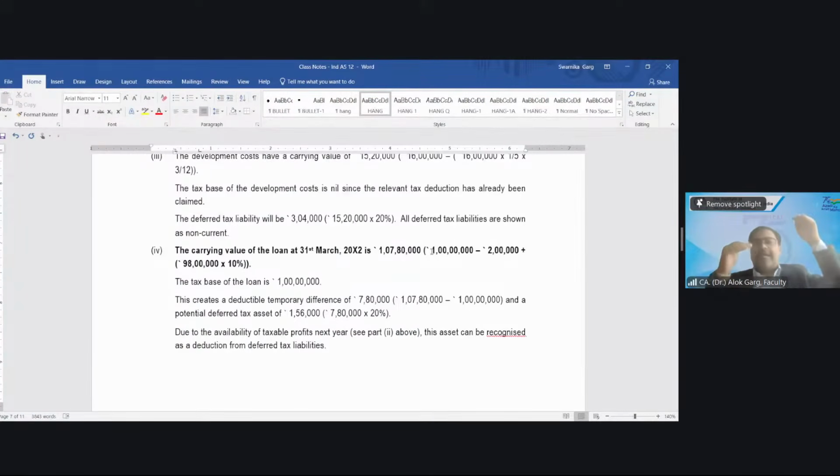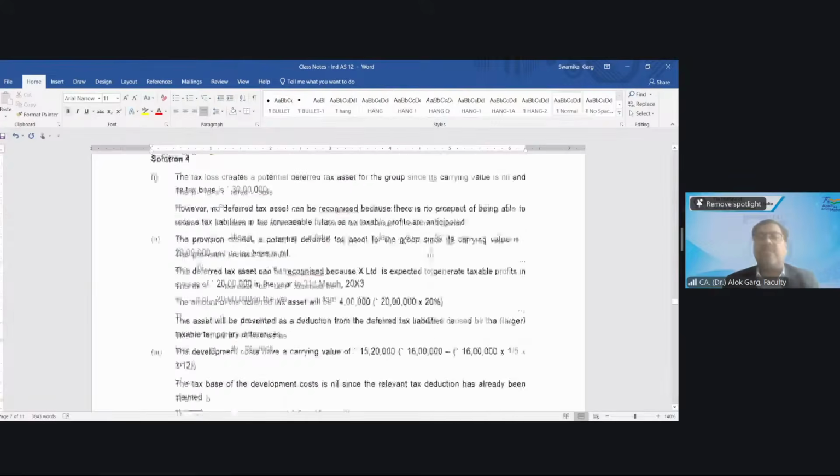Your liability is higher in the books. What should you do? Sachi, what will you do? Your liability is higher in the books. You will create a deferred tax asset. Reduced liability means an asset will be created, sir. On 7,80,000 multiplied by 20%, 1,56,000 rupees of DTA will be created, right? This is the answer to this question.